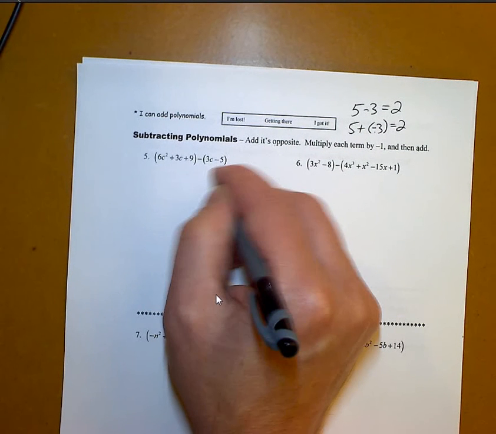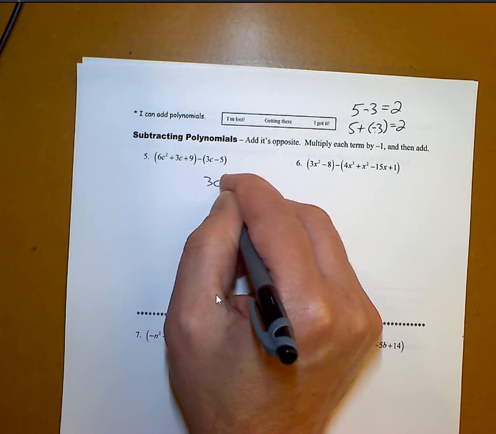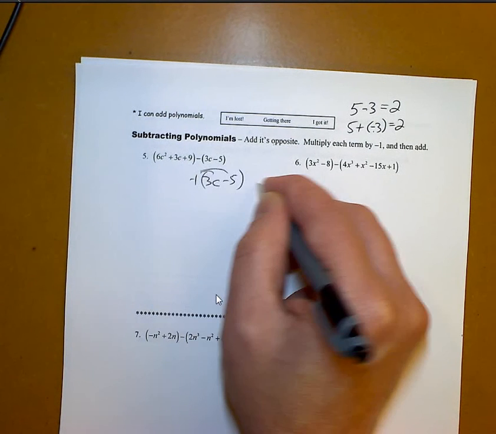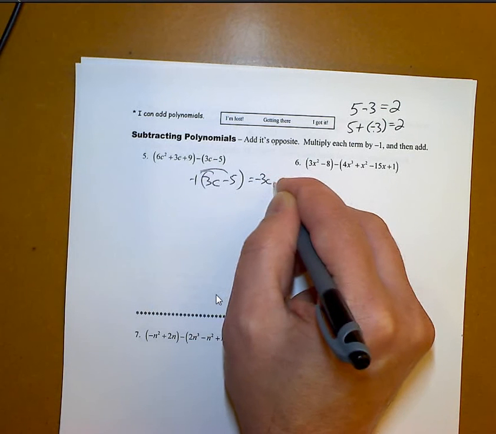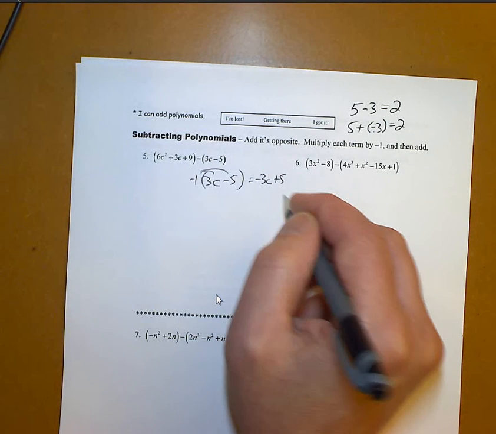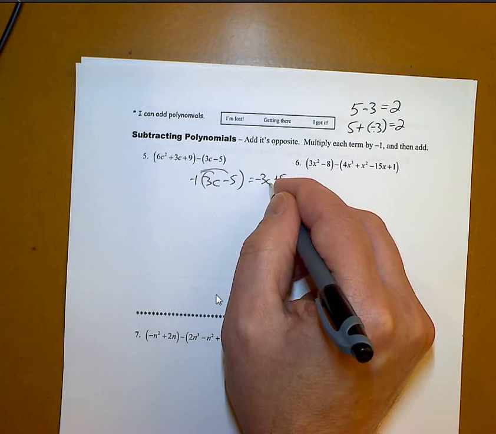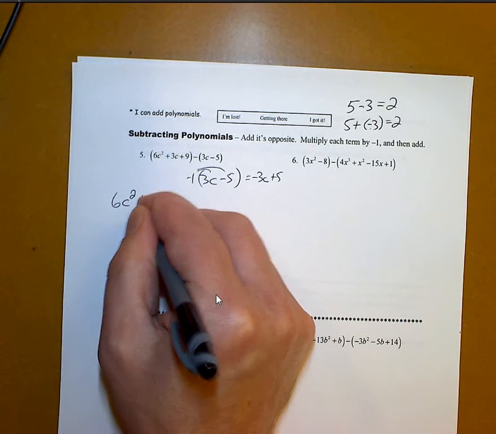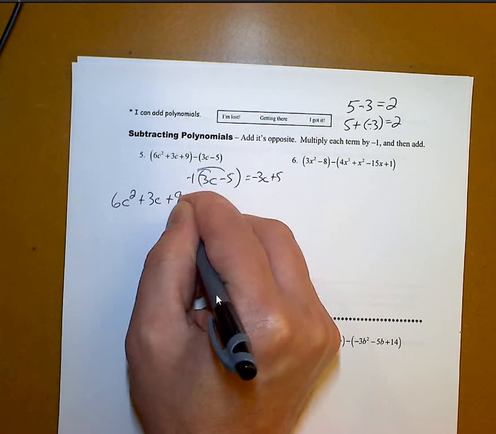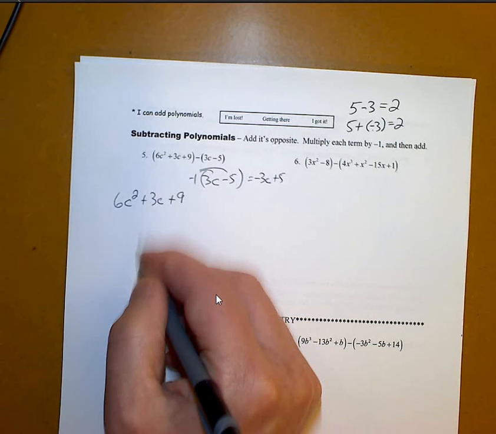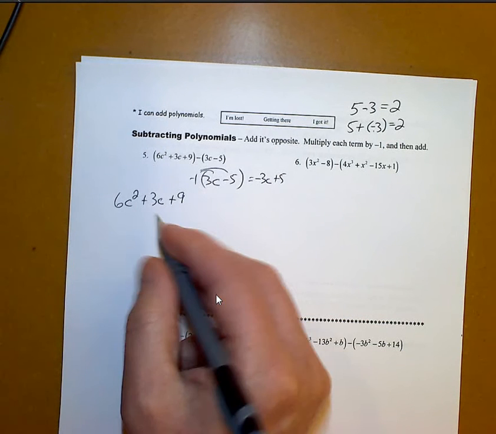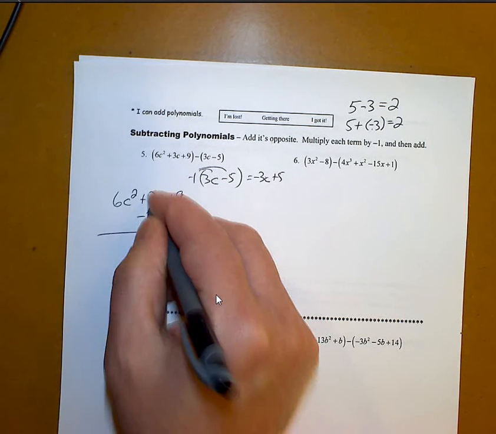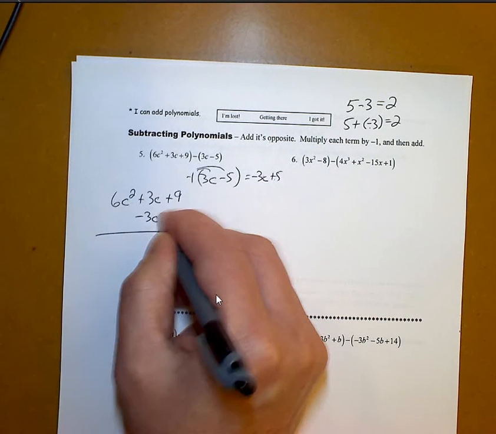I'm going to take 3c minus 5, and I'm going to multiply it by negative 1. So I'm going to distribute. And I get a negative 3c plus 5. I'm going to take that, and I'm going to add it over here. So I'm going to rewrite this. 6c squared plus 3c plus 9. I'm going to add this to it. I'm going to do it vertically. If you want to do it horizontally, that's fine. So under the c's, I'm going to put the c's. Negative 3c goes underneath the positive 3c. 5 goes underneath the 9.